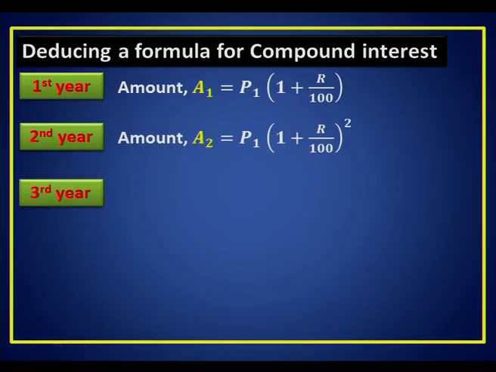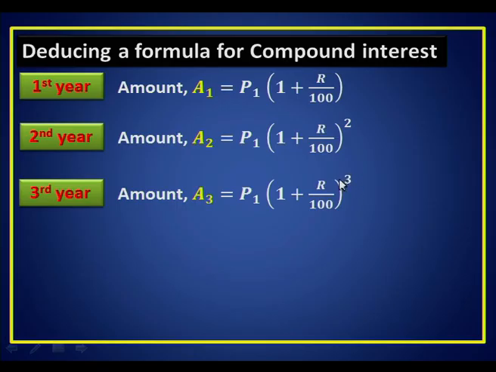Now, children, can you guess what is the amount at the end of 3 years? If you notice, A1 is P1 into 1 plus R by 100. There is no power here, that means the power is 1, right? And in the second year, A2 is P1 into 1 plus R by 100 whole square. Since we are taking the second year, the power is 2. Now, what will be in the third year? That is great. A3 is equal to P1 into 1 plus R by 100 whole to the power of 3.